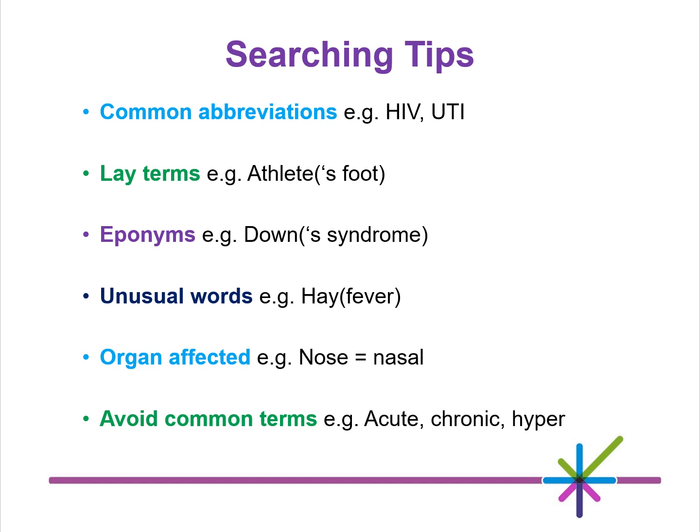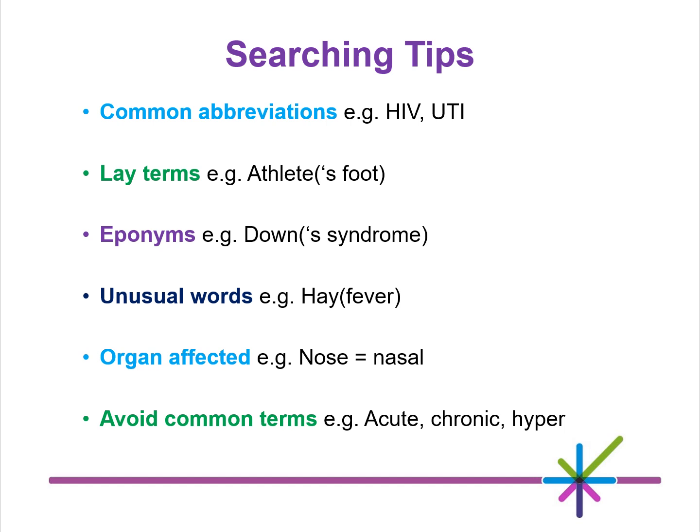Sometimes, even when searching for an exact term, it can be difficult to find the correct code in READ. It can be helpful to try different ways to search to increase the quality of results. Think about alternative ways to describe a condition or procedure. You can try searching common abbreviations such as UTI, searching for lay terms such as athlete's foot, using eponyms such as Down syndrome, concentrating on more unusual words, and trying to avoid common terms such as acute, which will result in a long list of possible options.